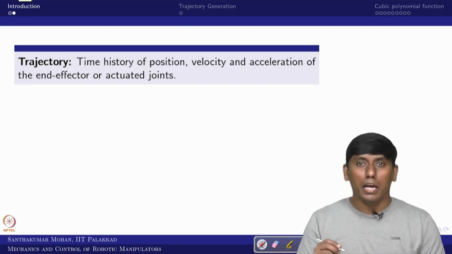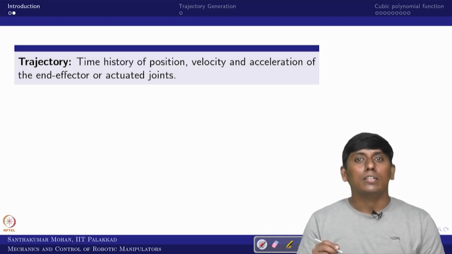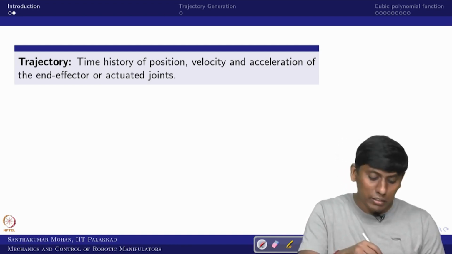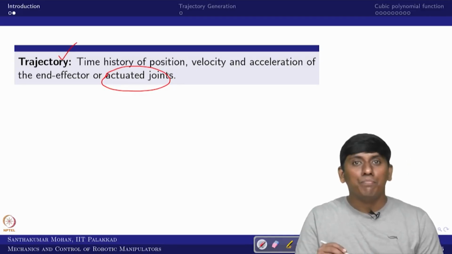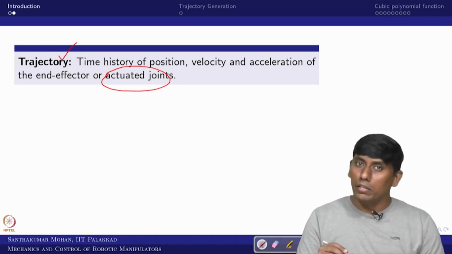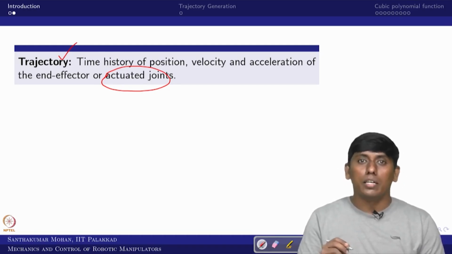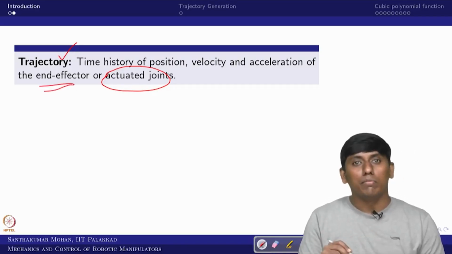So the trajectory is nothing but the time history of position, velocity and acceleration of the end effector, or sometimes of the actuated joints. It depends on what space you are working in. For example, if you are working in a configuration space, then the time history of the actuated joints, in the sense joint position, joint velocity and joint acceleration, is what you call the trajectory. Or if you are bothered about the operational space, where the end effector position, velocity and acceleration need to be generated, then that is the end effector trajectory. So that is what we are seeing.